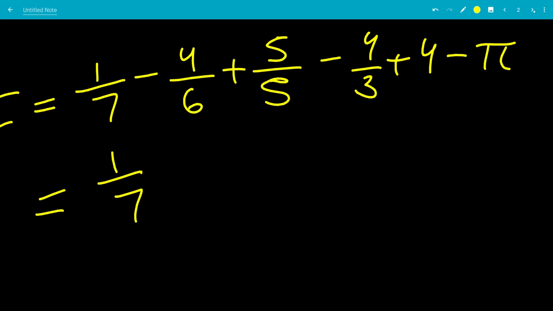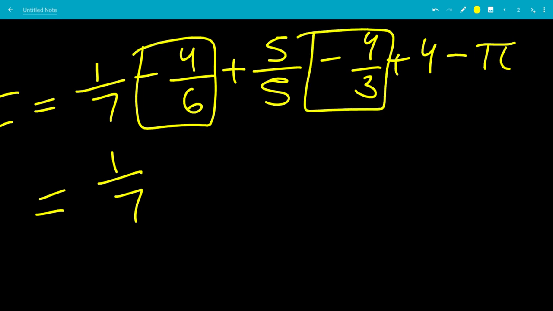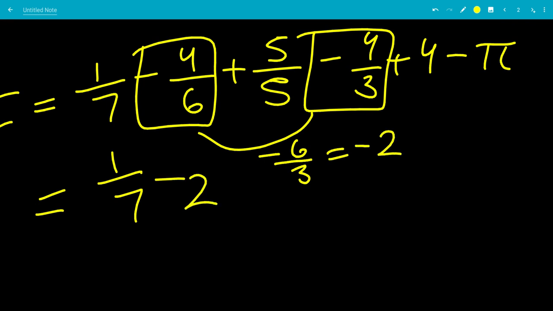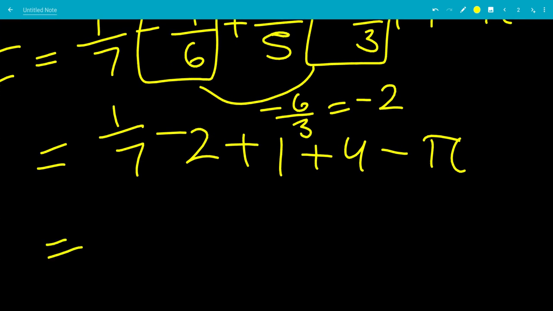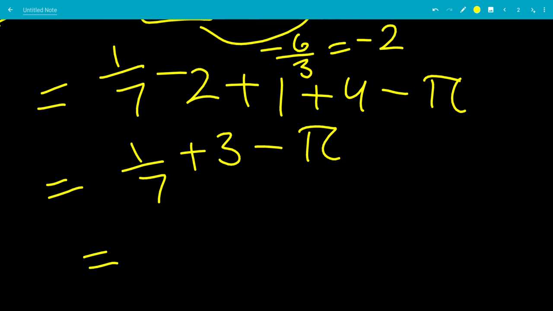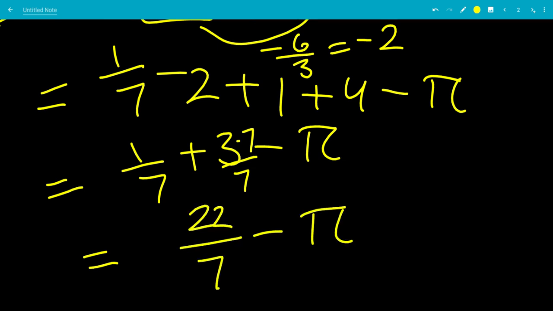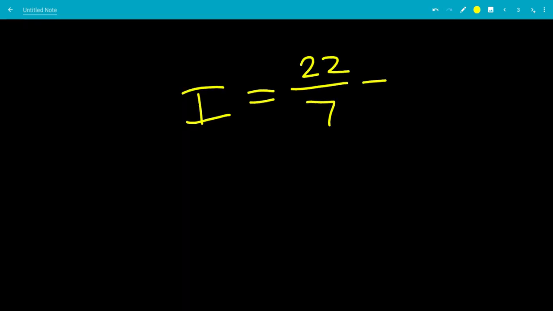Okay, this will be 1/7. Minus 4 over 6 can be written as minus 2 over 3. Minus 2 over 3 minus 4 over 3 is minus 6 over 3, which is minus 2. So this will be minus 2, 5 over 5 is 1, plus 4, minus pi. So this will be 1/7, minus 2 plus 1 is minus 1, plus 4 is plus 3, minus pi. 3 can be written as 3 times 7 over 7. 3 times 7 is 21, plus 1 is 22 over 7, minus pi. So this integral is equal to 22 over 7 minus pi.